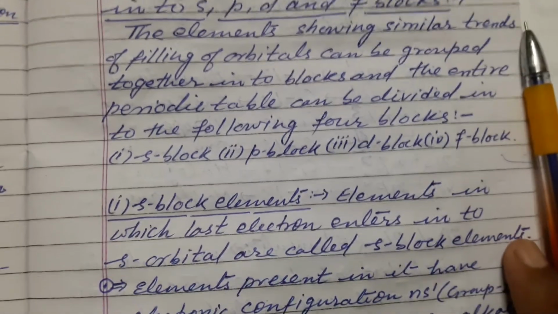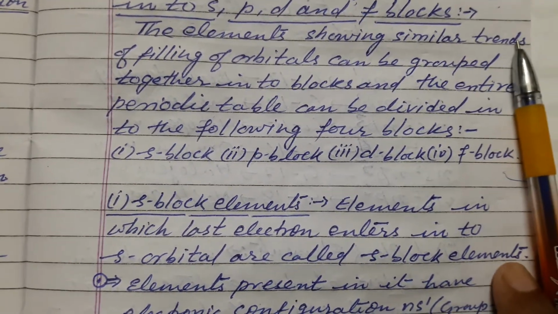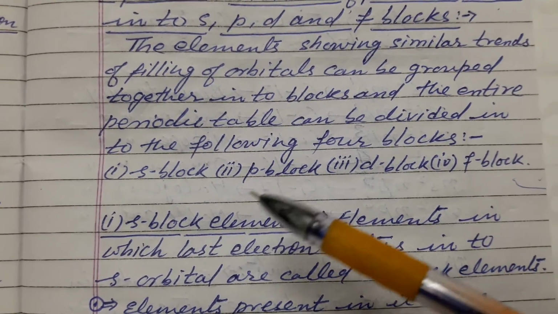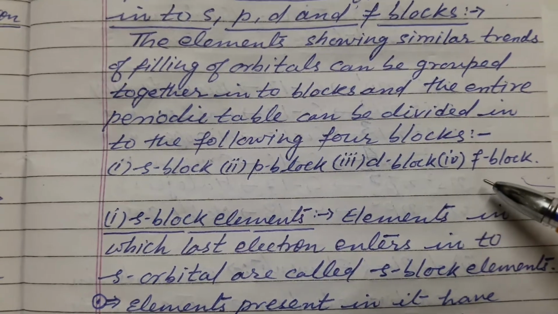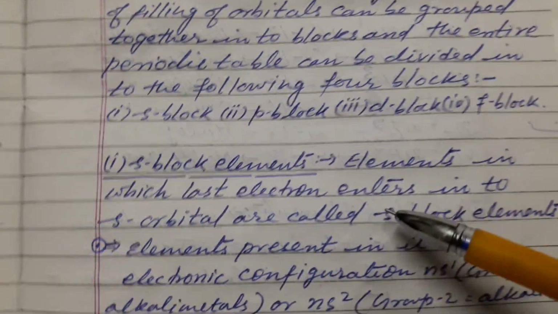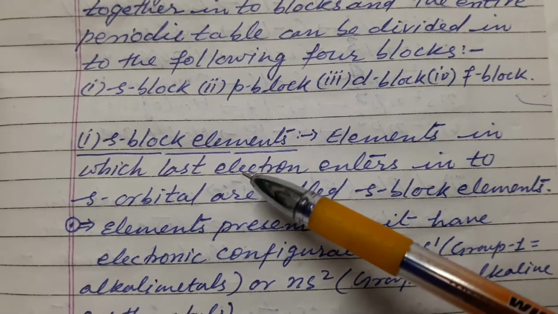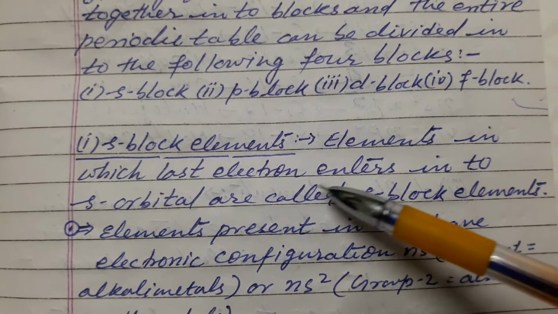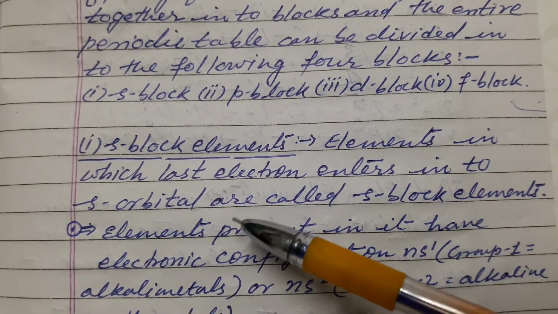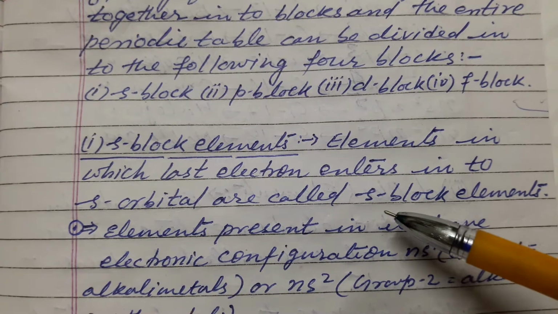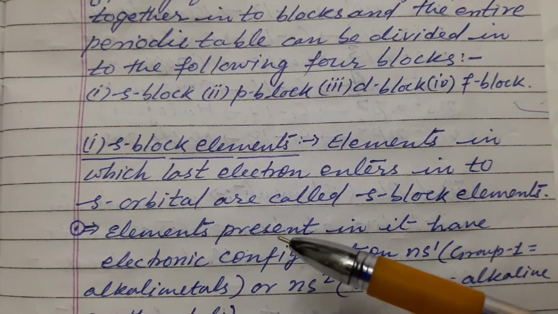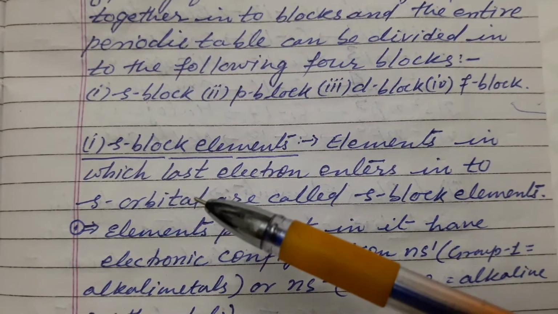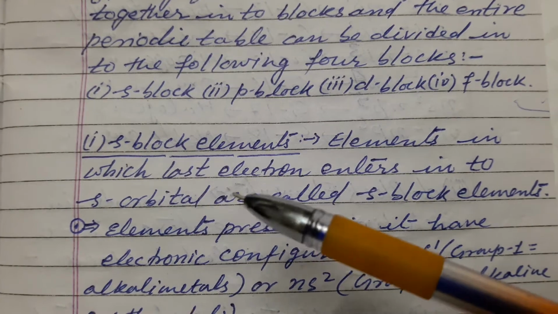There are 4 types of blocks, or there are 4 types of elements according to blocks: S block, P block, D block and F block. First of all, S block elements. Elements in which last electron enters into s orbital are called S block elements. Means if last electron is present in s orbital, then the element is known as s block element.